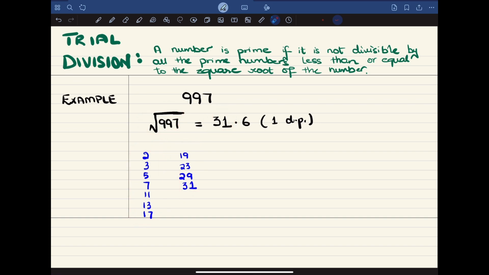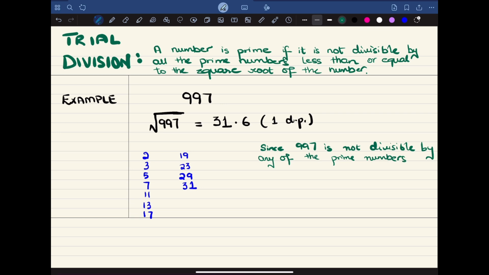Now what you're going to do is check if 997 is divisible by these prime numbers or not. You can pause the video, try dividing 997 by all of them, and then I'm going to tell you what the answer is. Since 997 is not divisible by any of these prime numbers, we can safely state that 997 is a prime number.